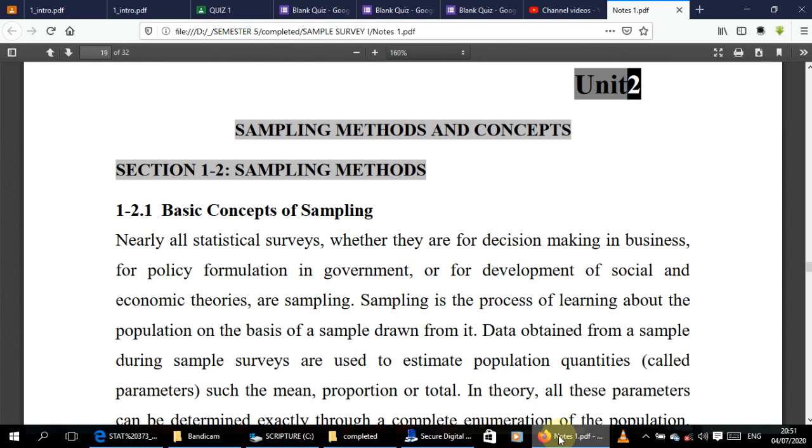Alright, so we start unit 2. Sampling methods and concepts. Now we are going into sampling methods.